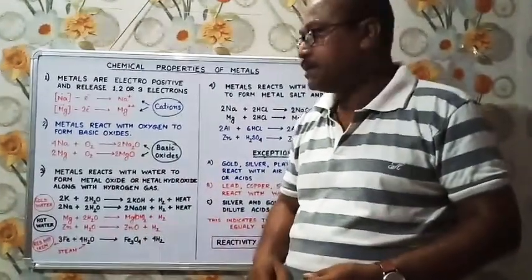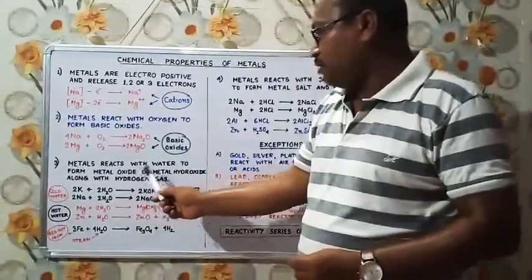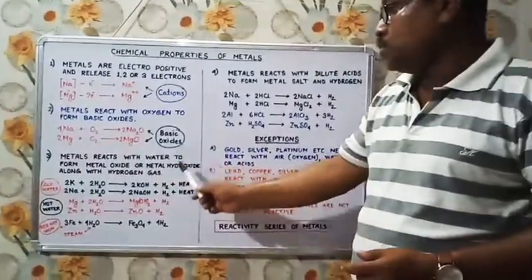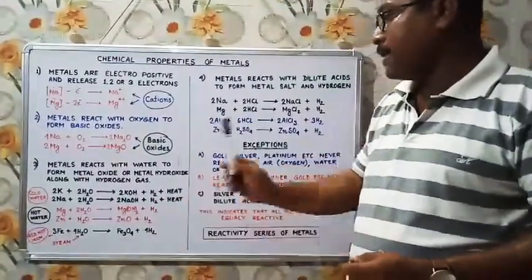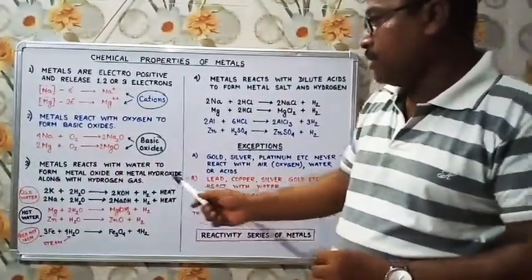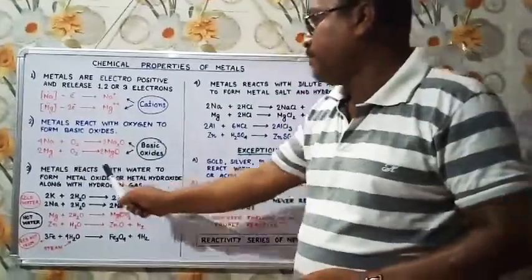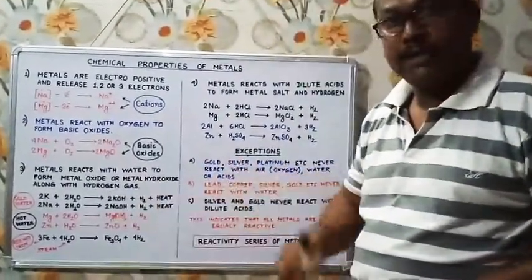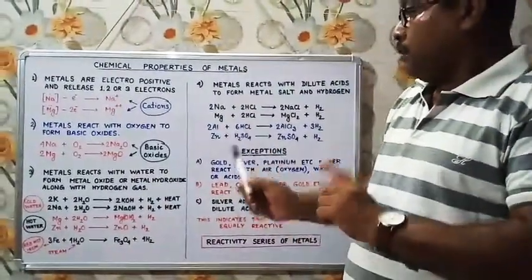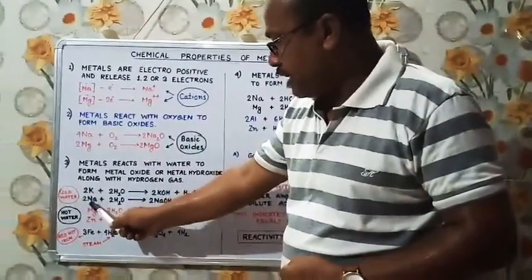So the second chemical property of metal is that metals react with oxygen to form basic oxides. Coming to the third property, metals react with water to form either metal oxide or metal hydroxide. Besides forming metal oxide and metal hydroxide, when metals react with water, they also produce hydrogen gas. We can take examples like two metals, potassium and sodium.